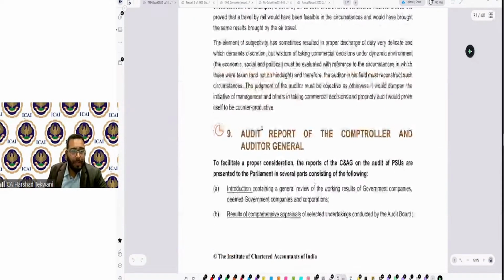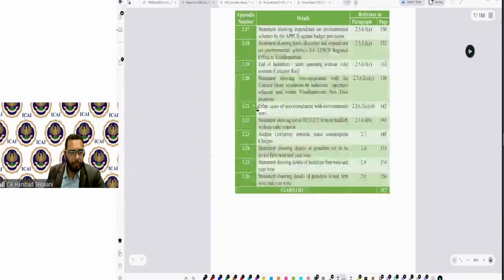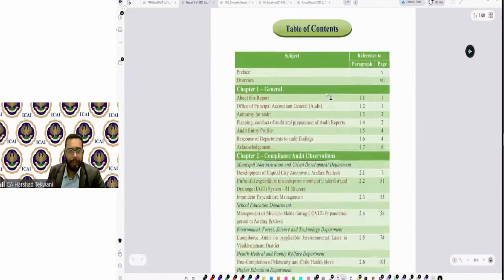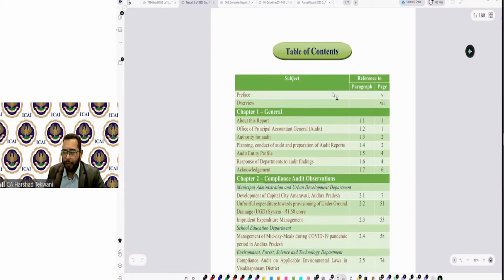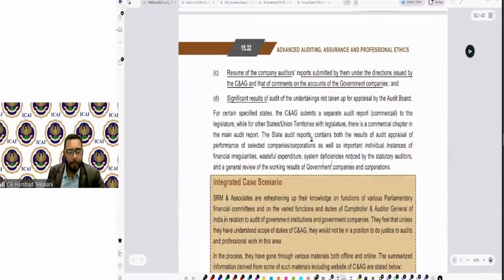So this is how CNAG presents his report to the parliament. These are the sections in the CNAG audit report that I'm showing you over here. These are the contents of these reports. I hope I'm clear, Charu and Anumula.